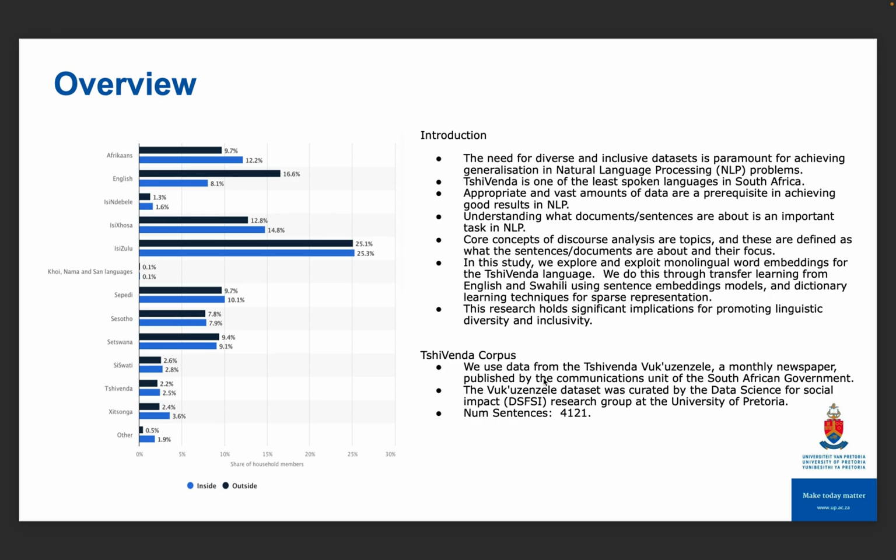The data set that is used in this study comes from a monthly newsletter by the South African government called Vuk'uzenzele. This data set was curated and standardized by the Data Science for Social Impact Research Group at the University of Pretoria. The cleaned and standardized data set contains a maximum of 4,121 sentences.